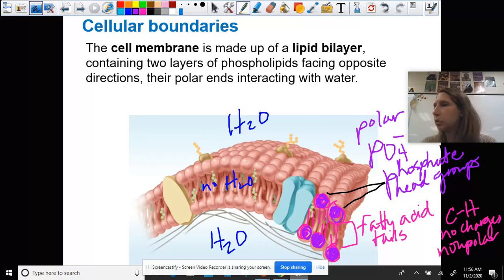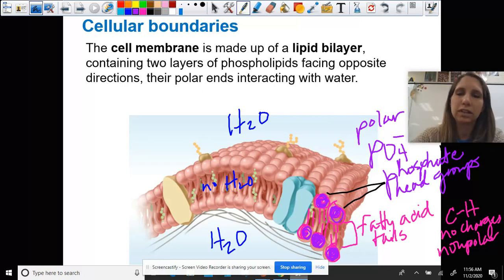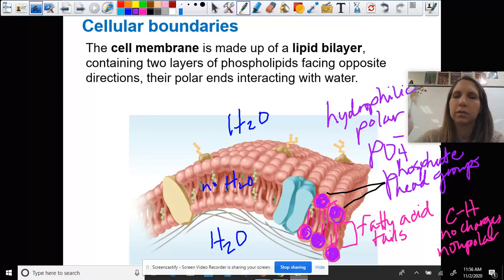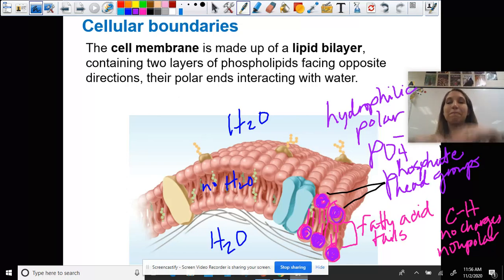There are 2 additional words that we use to represent the directionality of these phospholipid molecules. And those are to say that these polar head groups are actually hydrophilic. And this is incorporating some of those Latin roots that we've learned before. Hydro meaning water, and phil meaning to love something, okay? So hydrophilic polar phosphate head groups face the outside and the inside of the cell so that they can interact with water.